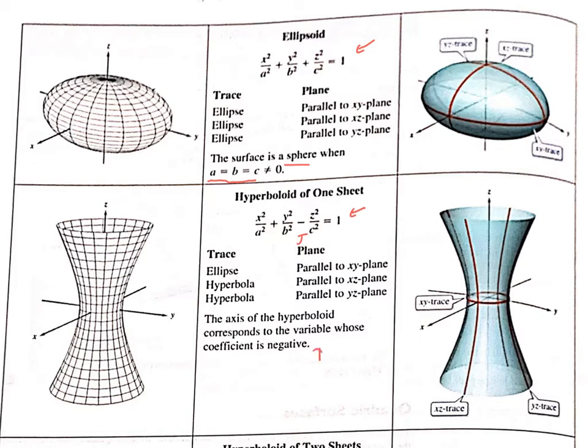So the axis of the surface here will correspond to whichever variable is negative. So if the y squared was negative, it would go up and down the y-axis.